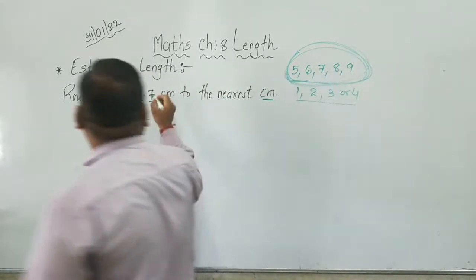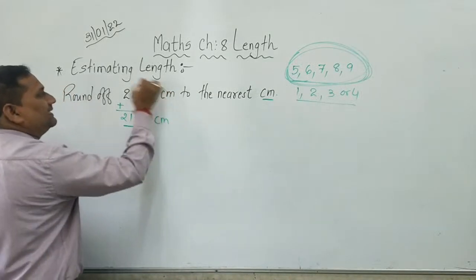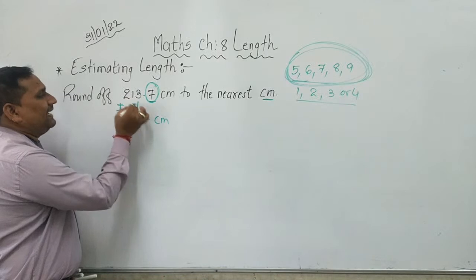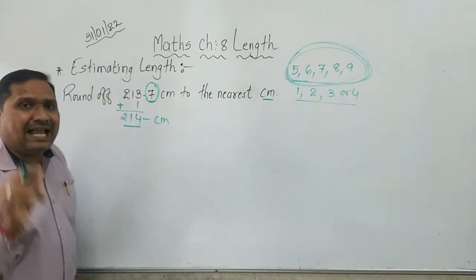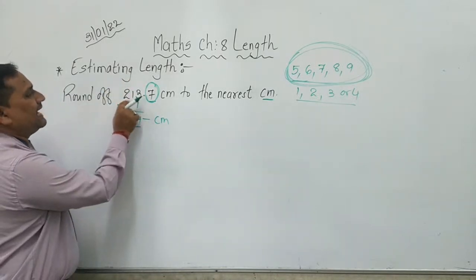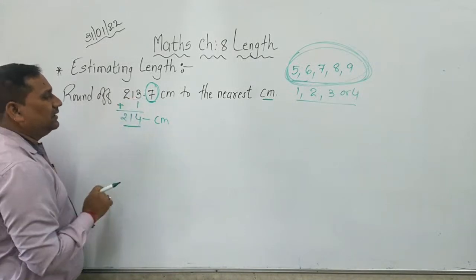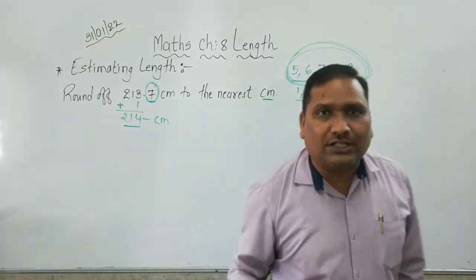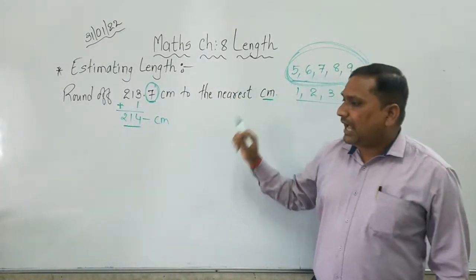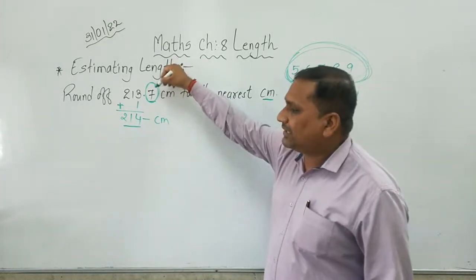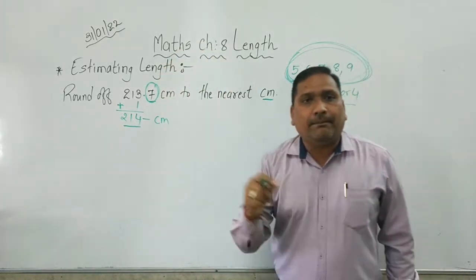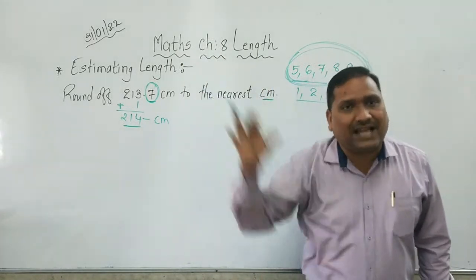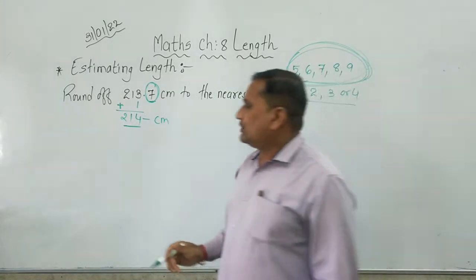So in our sum, what was given over here? 7. It was 7. So what we have done? We have added 1 to the given centimeter. And what was our centimeter? 213. So 213 will become 214 centimeter. Why? Because after the decimal, the number given is greater than 5, or greater than half. Clear? Sure.